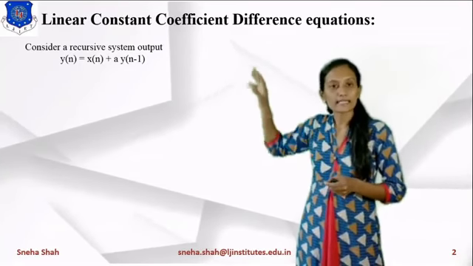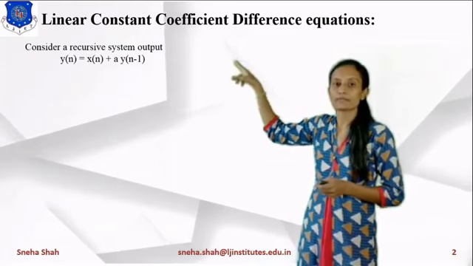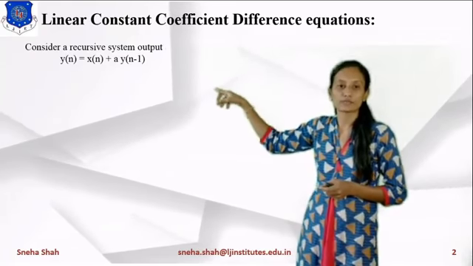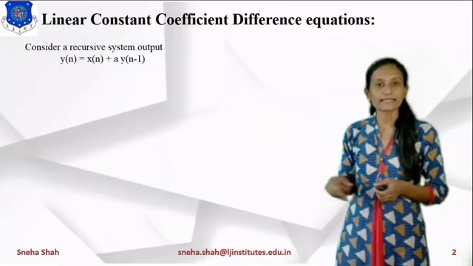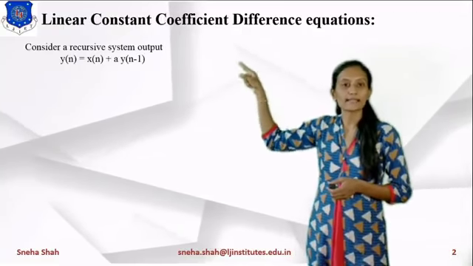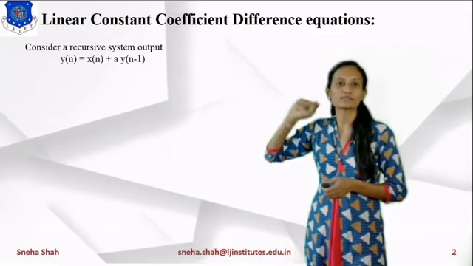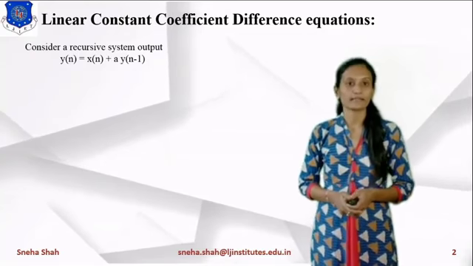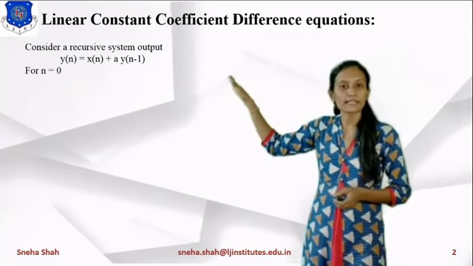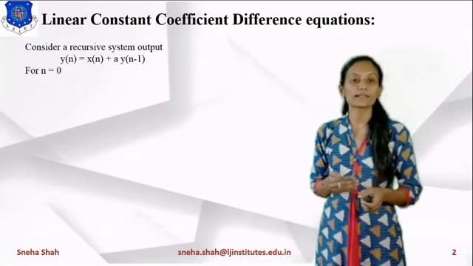So the constant a will multiply with y of n minus 1. If we are considering the recursive system, then its output will be y of n equals x of n plus a y of n minus 1. Now this particular equation will be used for different values of n.